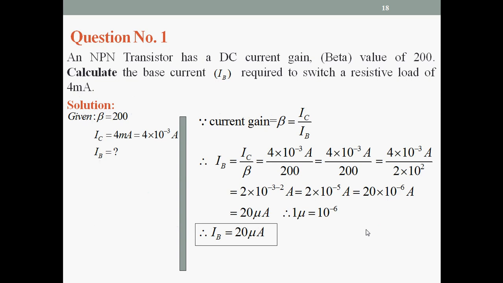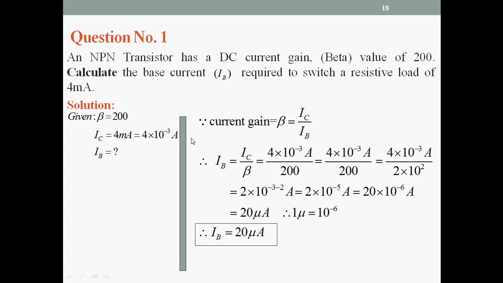We can see here one of the examples given. An NPN transistor has a DC current gain beta value of 200. Calculate the base current IB required to switch a resistive load of 4 milliampere. We have to solve this example. Given beta value is 200, collector current 4 milliampere, that is 4 into 10 raised to minus 3 ampere. We have to find out the base current IB.